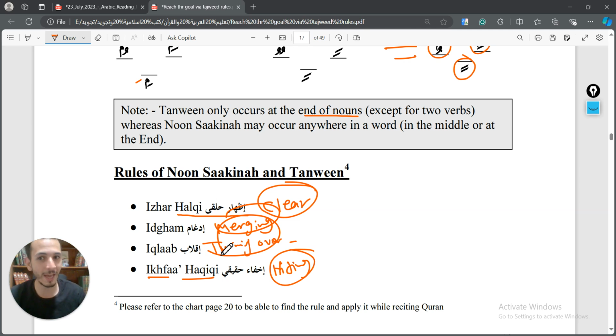I hope it's easy and clear. Next time we're going to get into those rules, inshallah, and talk about them in detail.